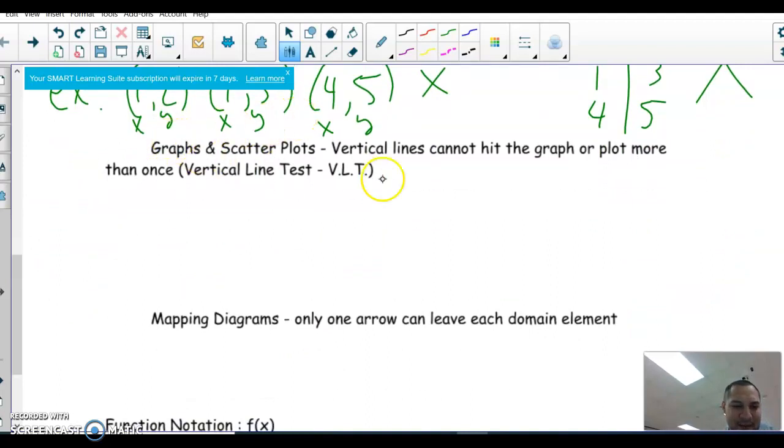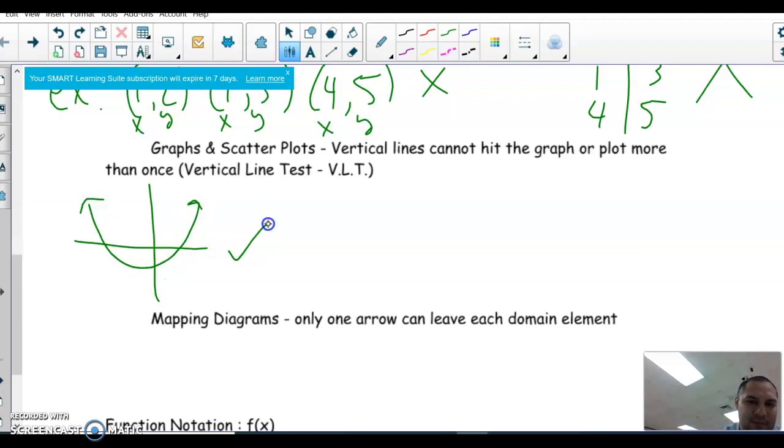For graphs, it's the same definition, but what it looks like is, let's say we have something like that. This one is a function. Every point on here has only one y coordinate. One way of determining it is drawing a vertical line and seeing how many times it hits. It cannot hit the graph more than once. So if I tested this one out, every vertical line only hits one time. It is a function.